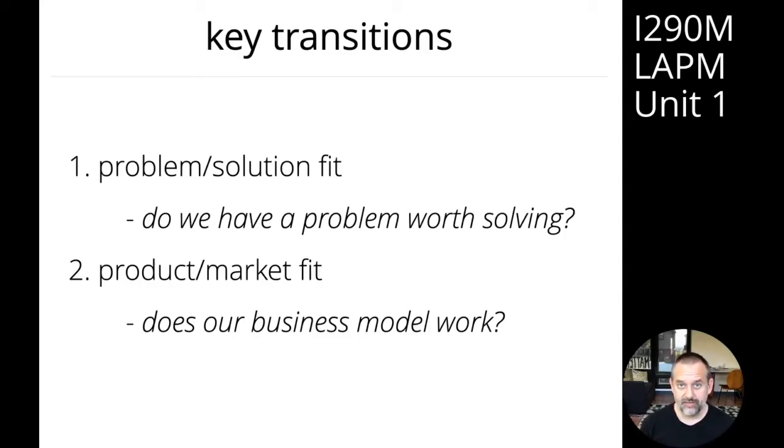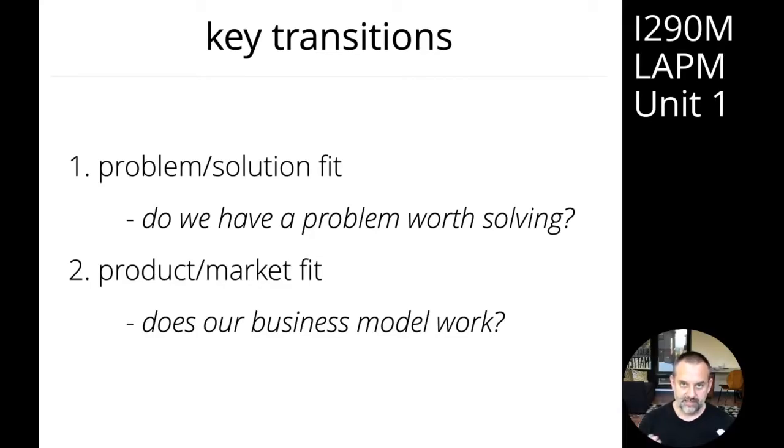Once we've discovered that we do have a problem worth solving and that people will pay us to solve it, we have to find a business model that will work. And that's a very different kind of problem. And once we've actually found a business model that works, that will sustain our business, we have what's called product market fit. So once you've found problem solution fit, you have a problem worth solving, then you have to find a business model that will work, that will allow you to keep running your business, and once you have that working business model, to scale that business and scale the adoption of your solution. So these are two key phases in the product lifecycle.